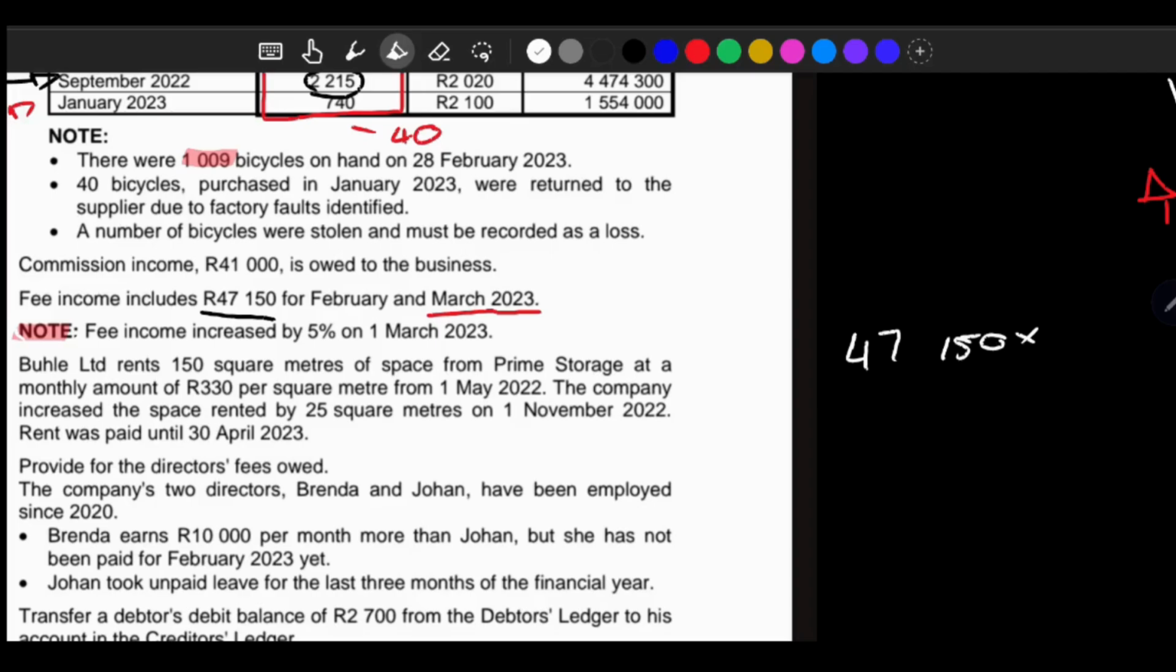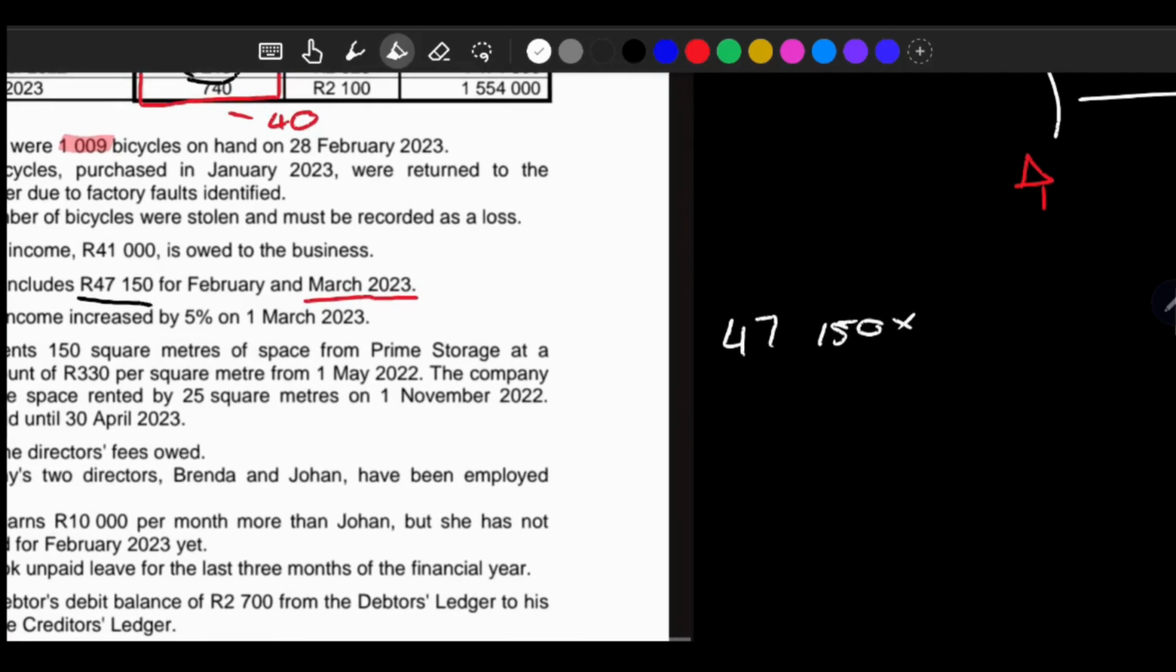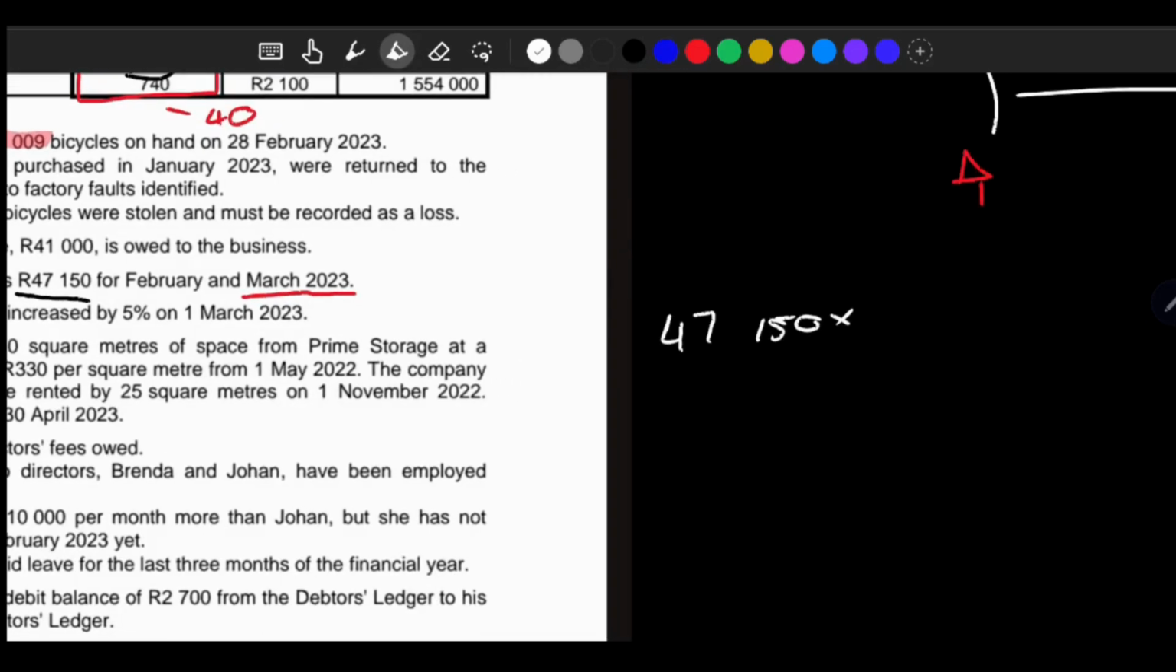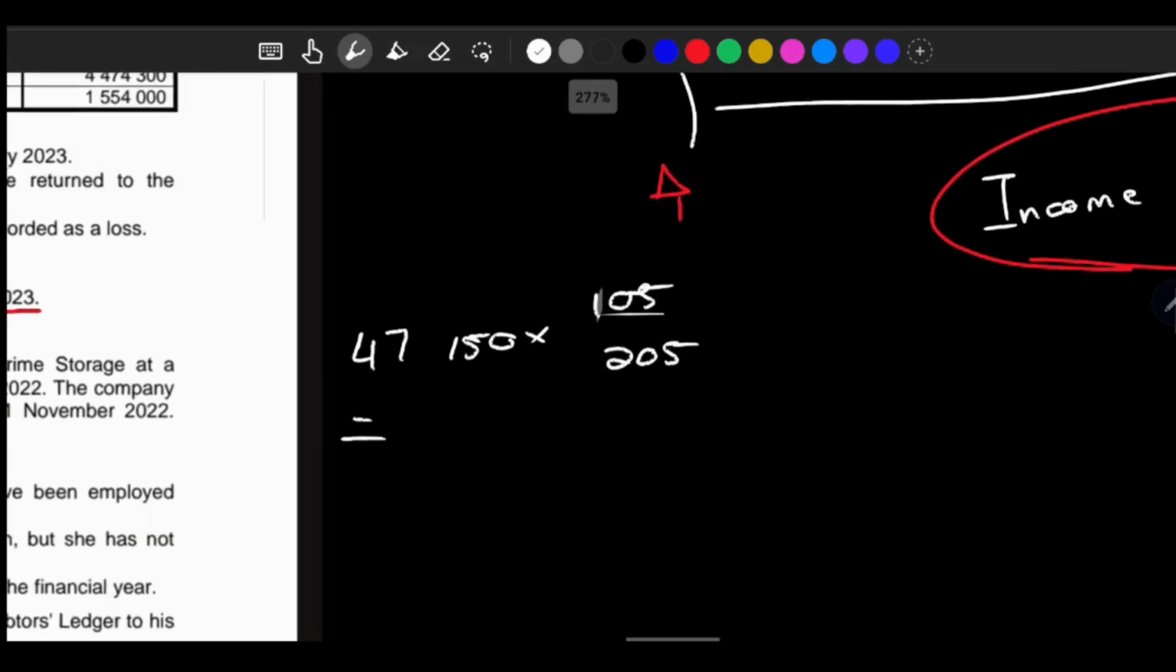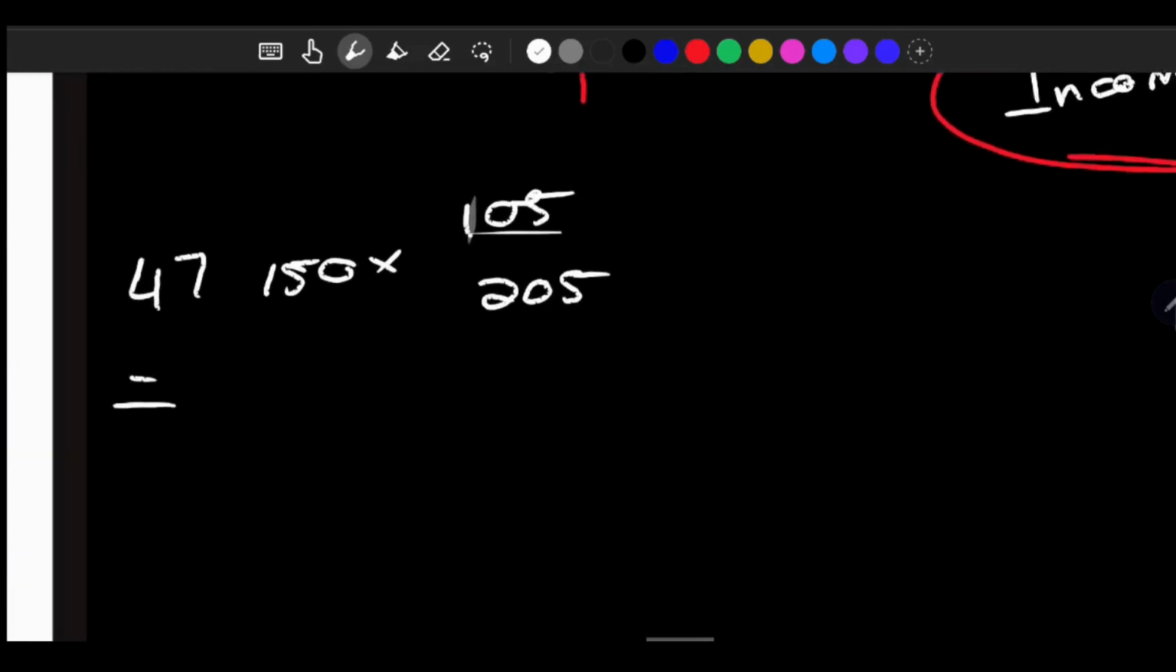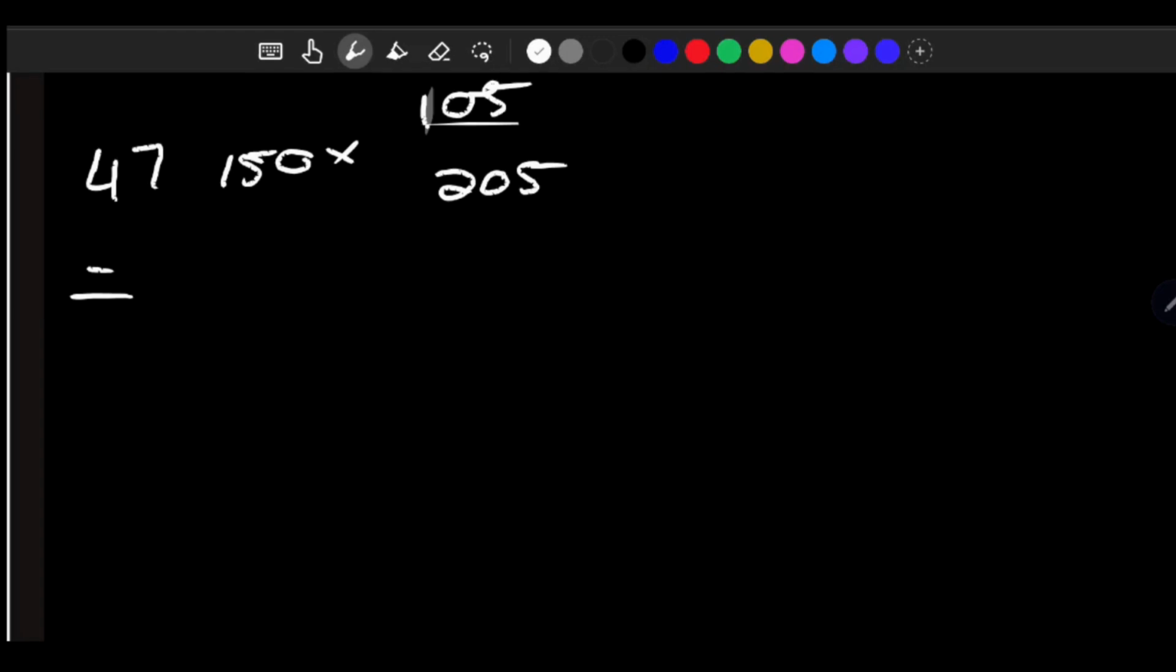So for March, we are looking for that. We're looking for the amount that was increased, right? For March, we only want the March amount. So that means we're going to say 105. Oh, sorry, wrong thing. 105 over 205, right? Remember, we're working with percentages here. Where does 105 and 205 come from? Remember, there was two amounts. There was February and there was March, right?